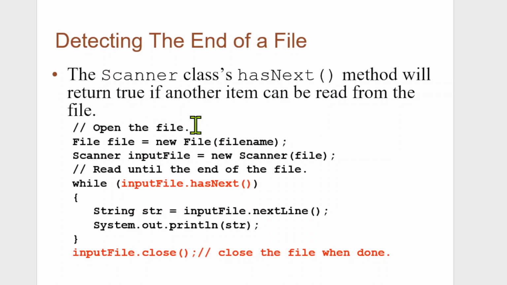Okay. And detecting the end of a file, the Scanner class has a hasNext method that will return true if another item can be read from a file. So you've got a file with like 30 lines, and we put in a while loop. We instantiate a new file, inputFile, and we say inputFile.hasNext. While that is true, you're going to keep reading the next line. Finally, once you're done, you'll just close the file.